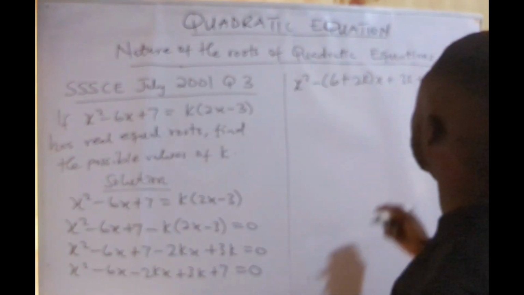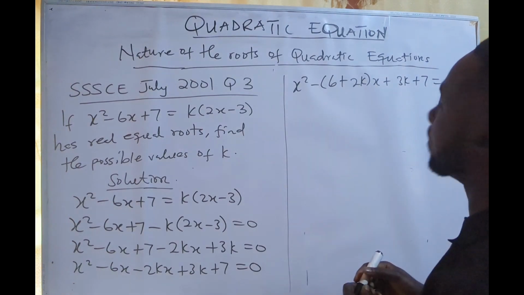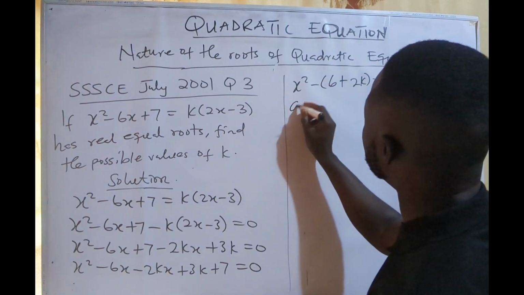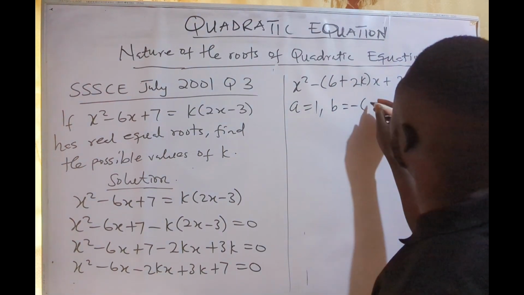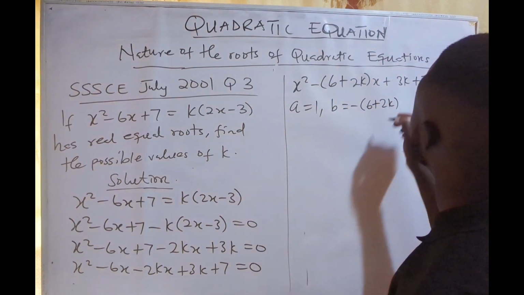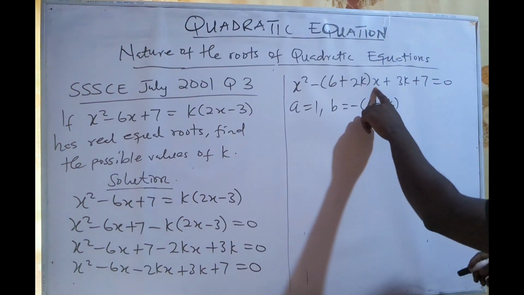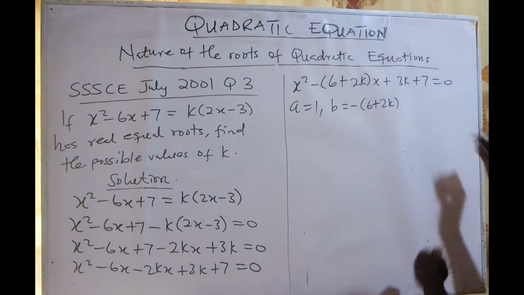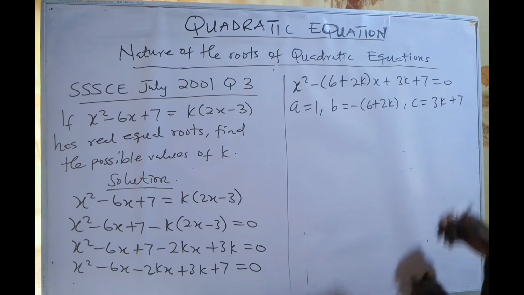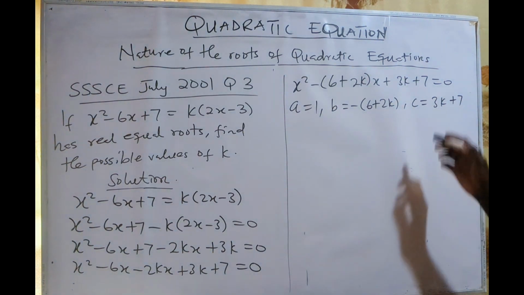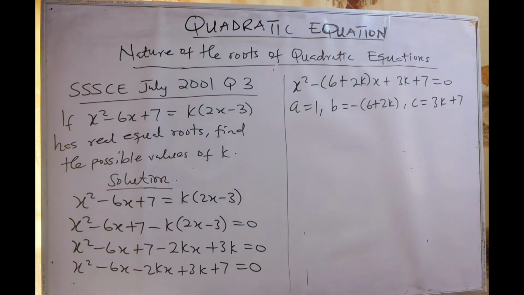Alright, so now we can get our a, our b, and our c. So what is my a? My a is 1. My b is what? Negative 6 plus 2k, that is the coefficient of the x. And then my c will be what? 3k plus 7, that is the number without any x attached to it. So if I want to solve this, then what am I going to do?